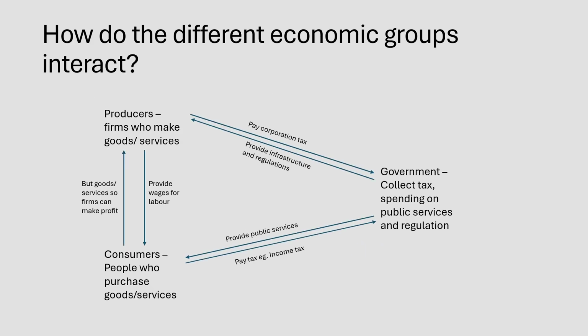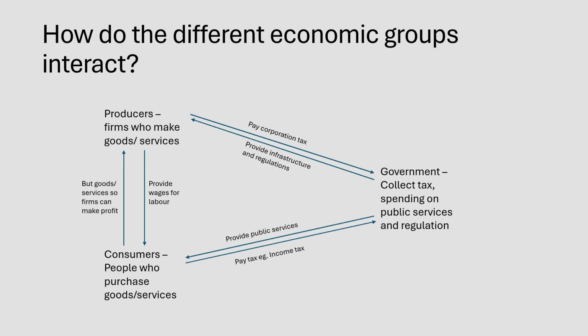How do different economic groups interact? Producers are firms who make goods and services. Consumers are people who purchase goods and services. The government collects tax and spends it on public services and regulations. Producers pay corporation tax to the government, and in return, the government provides infrastructure and regulations to producers.